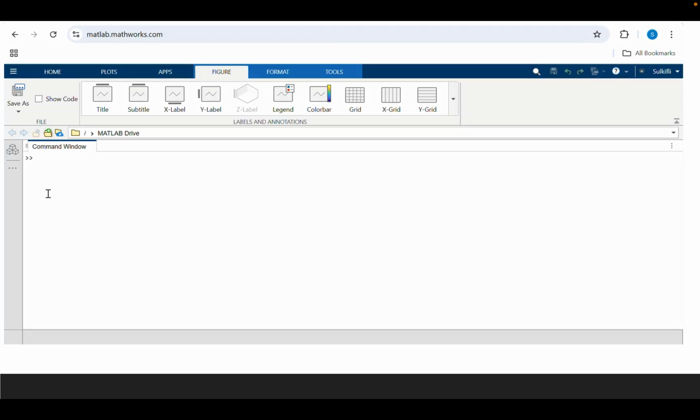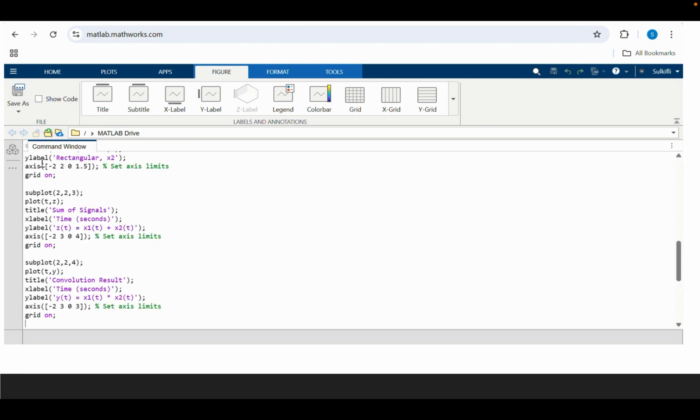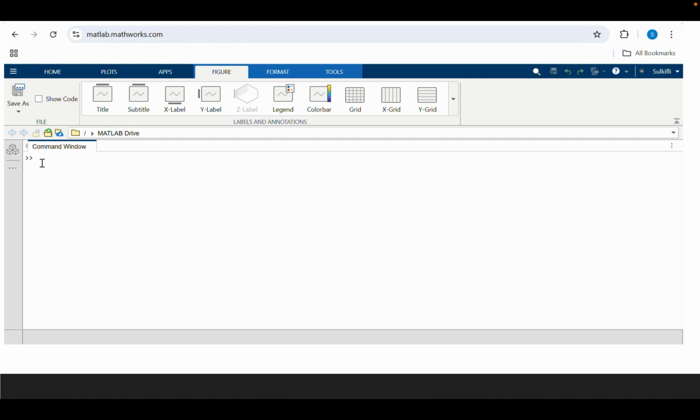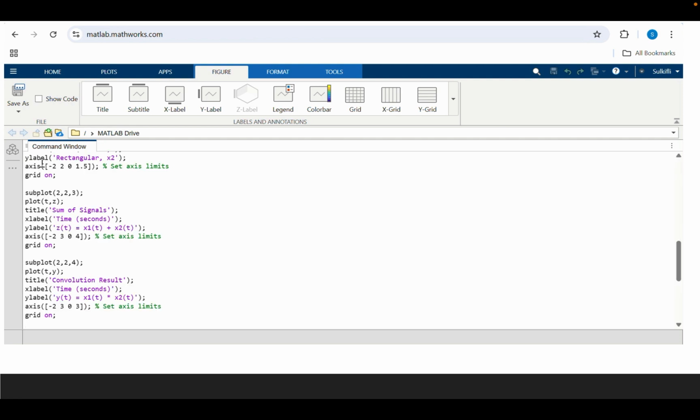So this is how the coding is combined. We use the MATLAB application. Then this is the result that we got. That's all for task 1. Thank you.